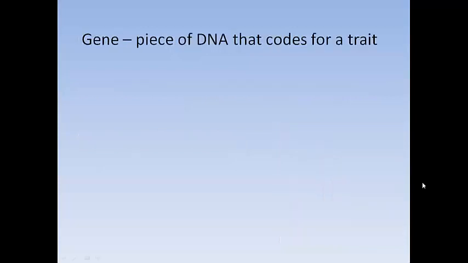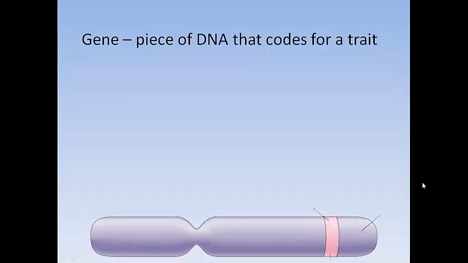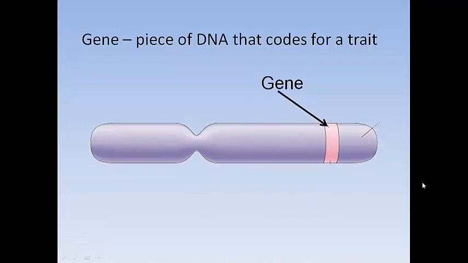In the last unit, we learned that a gene is a piece of DNA that codes for a protein. In this unit, we're going to expand that definition a little bit and say that it's a piece of DNA that codes for a trait. It's a piece of DNA that holds the recipe for a protein, and that protein controls a trait. So here on this illustration of a homologous chromosome, the gene would be that piece of DNA that's pink right here.